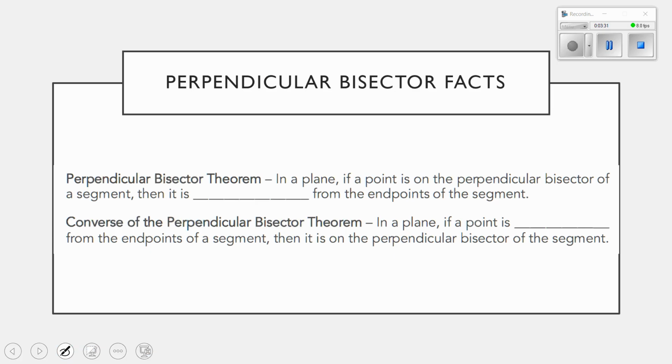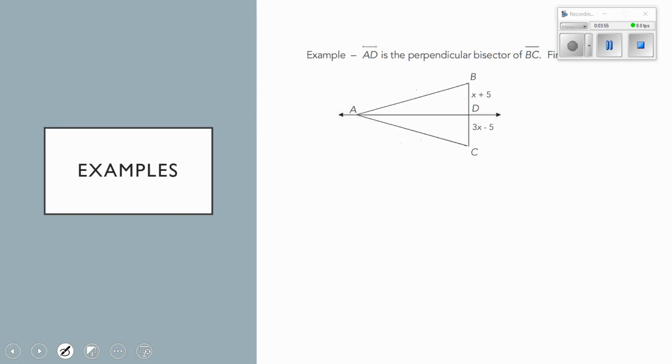And then lastly, you have the perpendicular bisector theorem, which is in a plane, if a point is on the perpendicular bisector of a segment, then it is equidistant, it is the same distance from the endpoints of the segment. And therefore, if the point is equidistant, then it's on the perpendicular bisector. And you're like, okay, cool. What does this look like? So two ways you might see it.